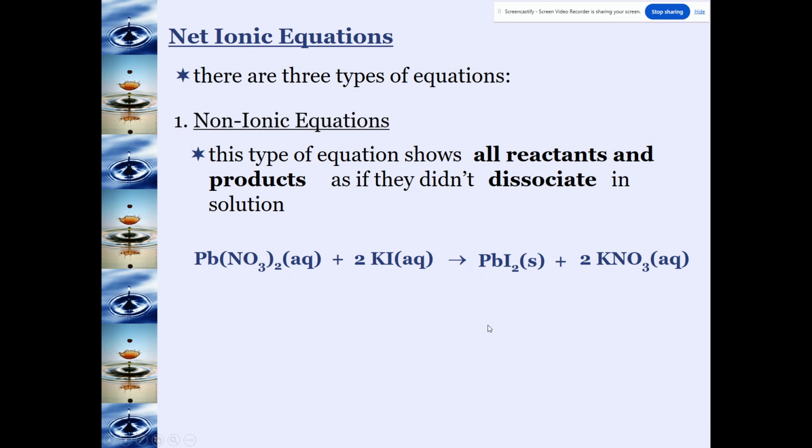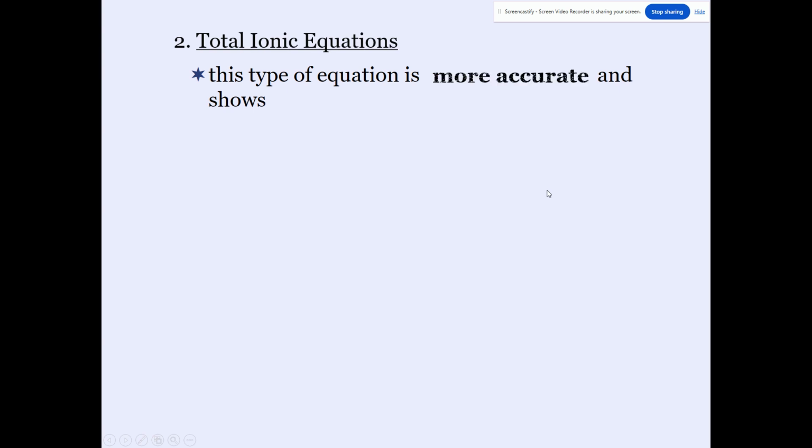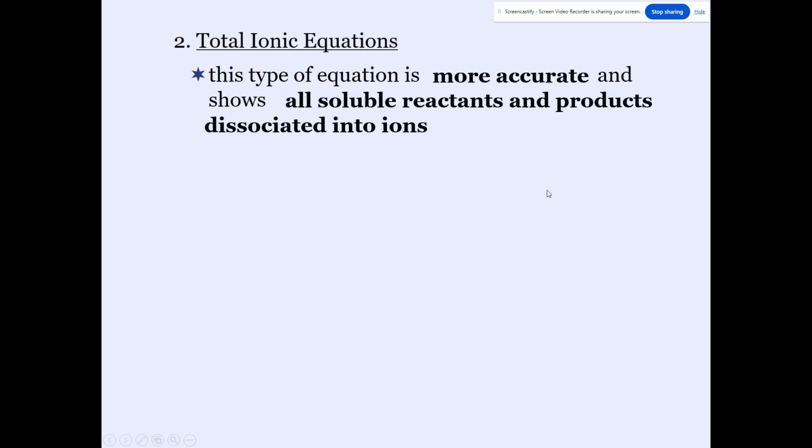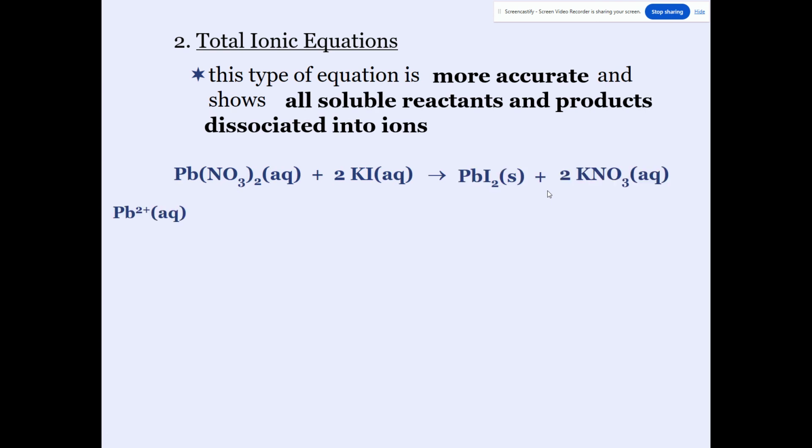Now, non-ionic equations aren't fully accurate because they are showing these compounds as if they're staying whole compounds. And we know soluble ionic compounds actually dissociate in solution. So what does that mean? It means they split apart into free ions. So if I start with my non-ionic equation again, I can convert it into a total ionic equation by going through and splitting it up into the ions that make up that equation.